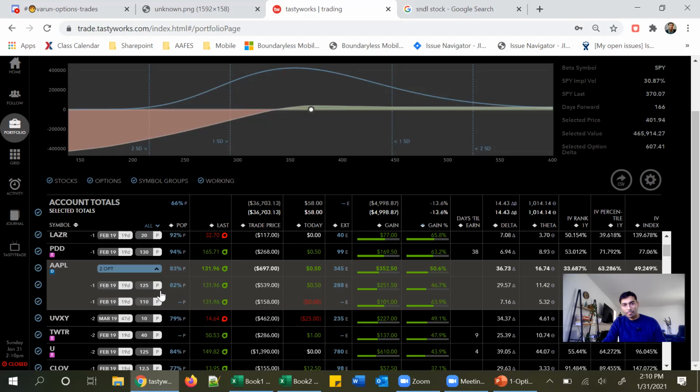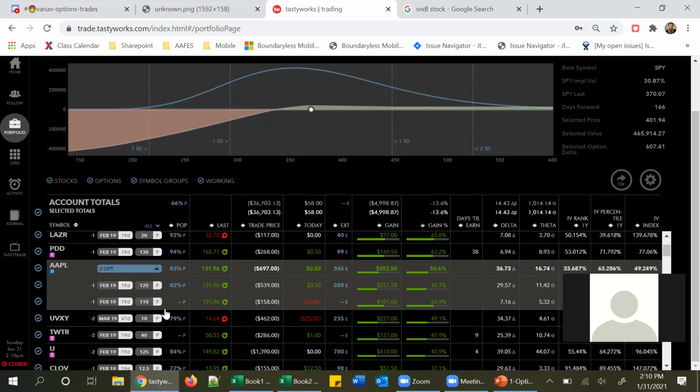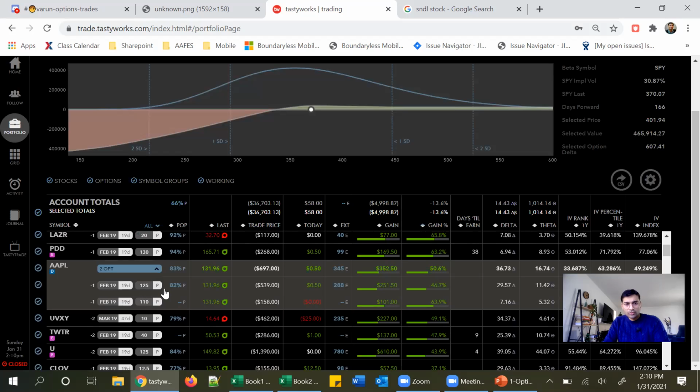In this case, I see two: one is for the 125 strike price, one is for 110, both for the same date. Do you feel there are chances it might go below 125 but not to 110? No, they are two separate trades. When Apple was at around $115, I placed one trade.